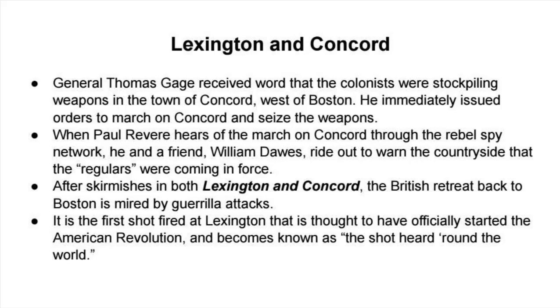And Joseph Warren was a part of this rebel spy network with Paul Revere and the others. He passes word, rumor has it, that it was Gage's wife herself that did this. There's no definitive evidence of this, but a lot of suggestive evidence. He informs Paul Revere. Paul Revere goes to his friend William Dawes, and the two of them ride out into the countryside to warn that the regulars were coming.